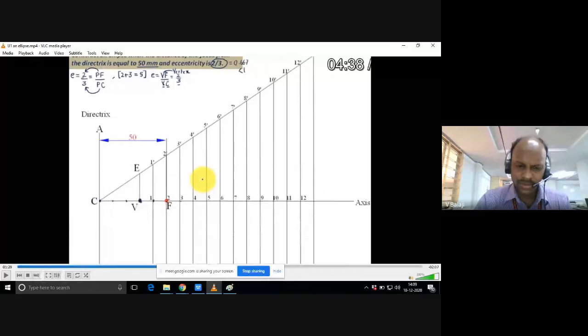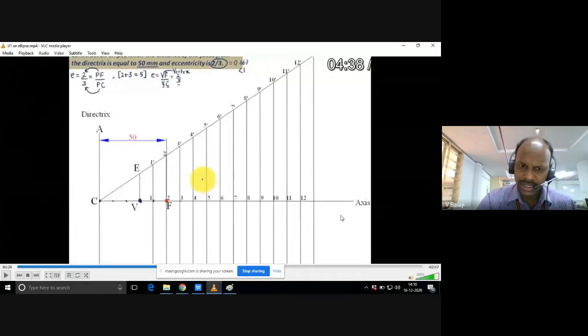Now, these perpendiculars we have drawn from various points 1, 2, 3, and so on meet the CE extension line. CE we have extended already. All these vertical perpendicular lines are meeting at 1 dash, 2 dash, 3 dash, 4 dash, 5 dash, 6 dash. So we have done maximum 90% of the problem.